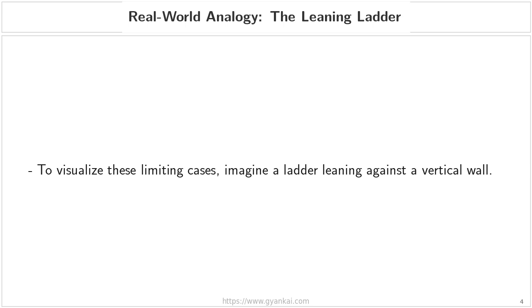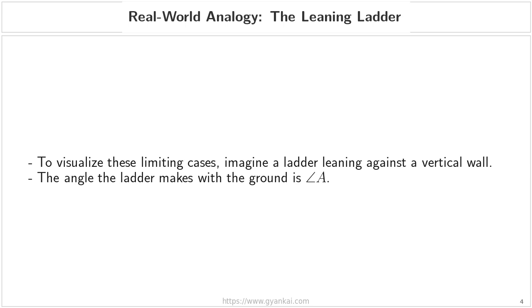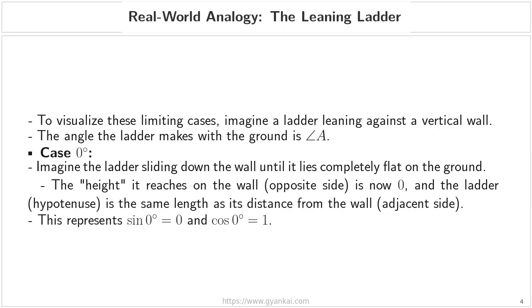Imagine a ladder leaning against a vertical wall. In this scenario, let's define the angle that the ladder makes with the ground as angle A. First, let's look at the 0-degree case. Imagine the base of the ladder starts to slide away from the wall, causing the ladder to slide down the wall until it eventually lies completely flat on the ground.